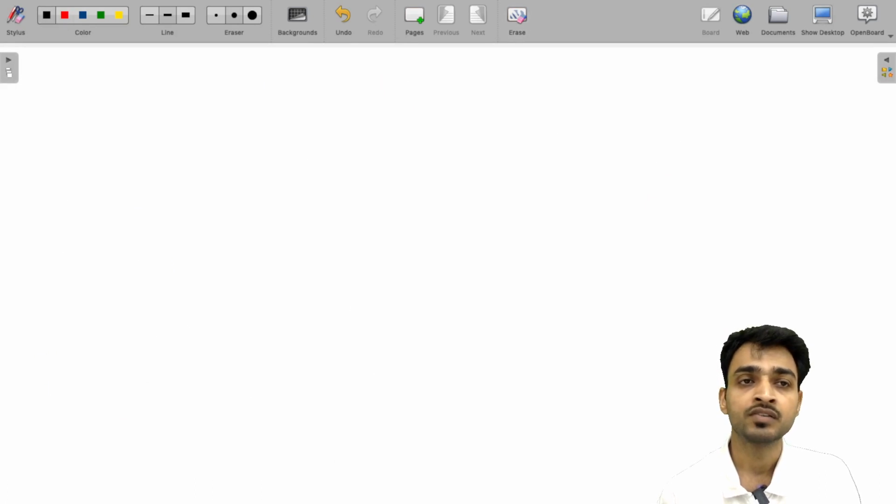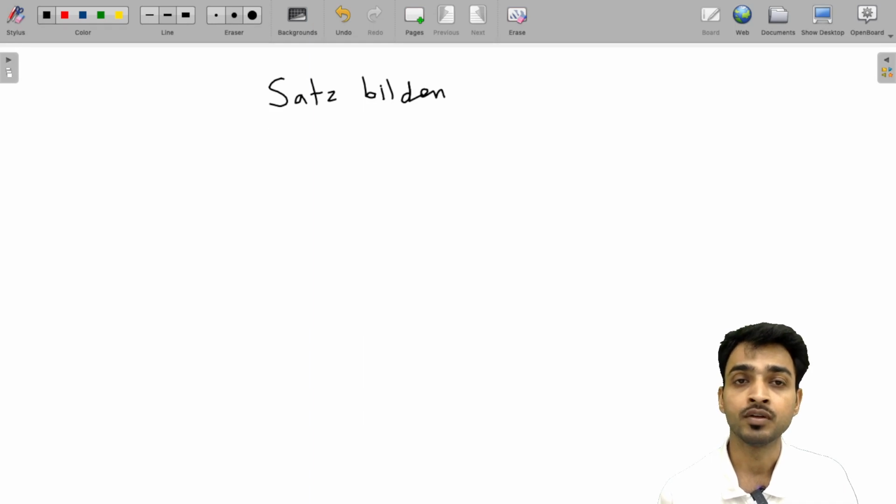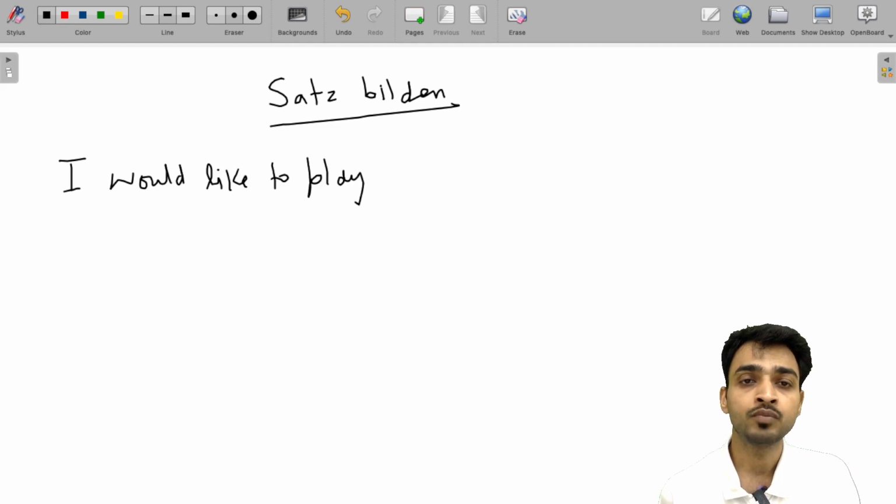Now we'll see the sentence making. Satzbilden. We say Satzbilden. Sentence formation is called Satzbilden with modal verb. I will write the sentences in English and then we see them in German. First sentence, I would like to play.